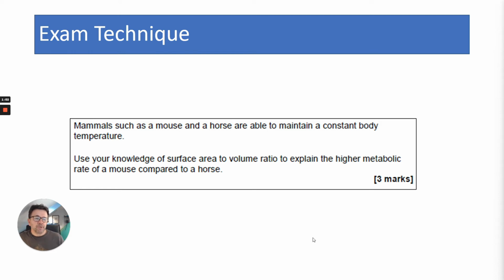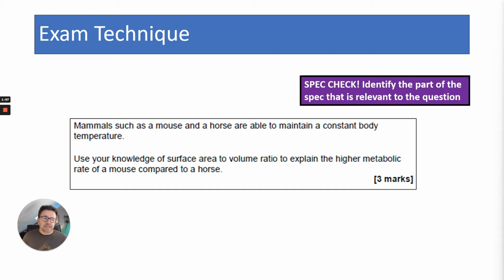Okay, well, first of all, I would say we need to do a spec check. So first of all, the spec: we need to identify the part of the spec that is relevant to the question. So looking at this, it's about maintaining a constant body temperature maybe, but this is a paper one exam question, so it's more likely to do with the surface area to volume ratio, which will be related to gas exchange and to adaptations of the mouse and the horse.